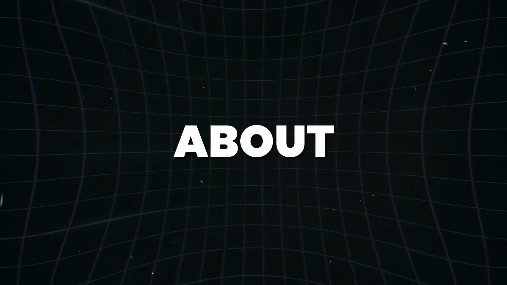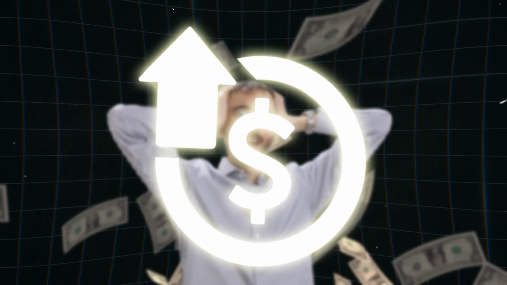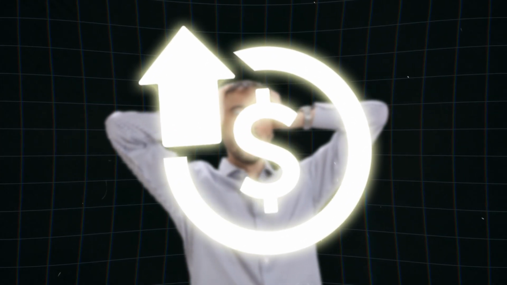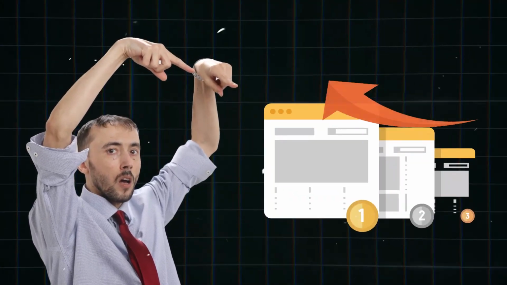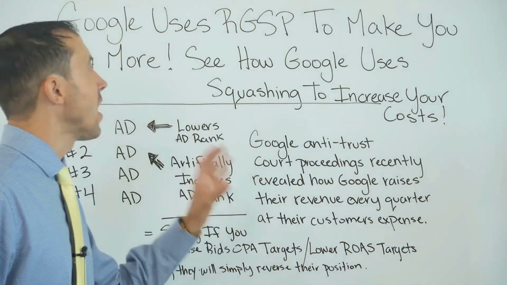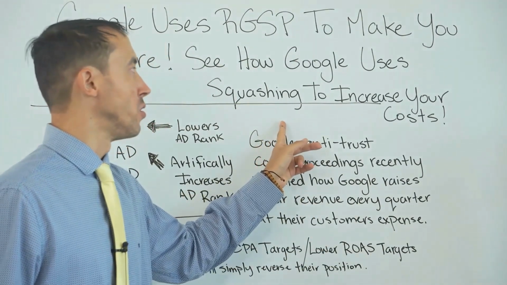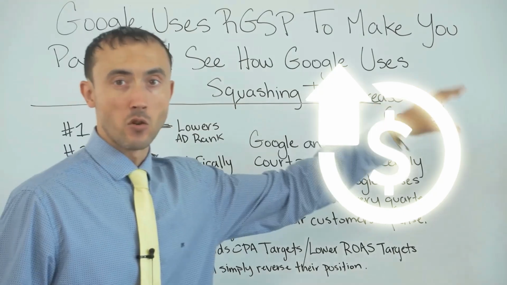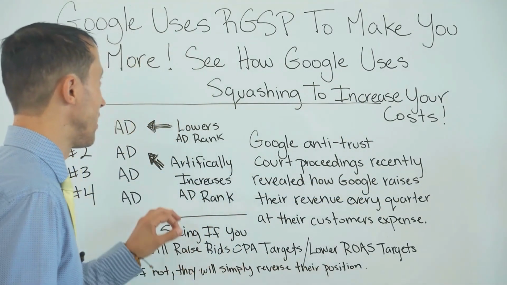Today's video, we're going to talk about how Google uses RGSP, or Randomized General Secondary Pricing, to make you pay more money than you should be paying with your Google ads to rank first in the ad listings on top of Google, or second or third or fourth, or wherever you're normally showing up or trying to be. See how Google uses squashing, which is an actual term that Google uses internally, to increase your costs on your ads.